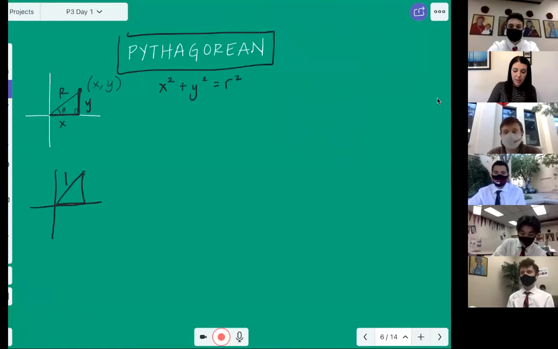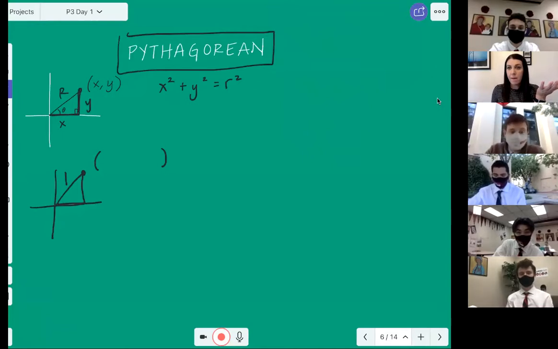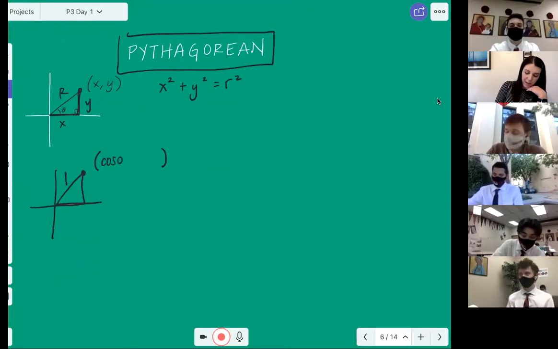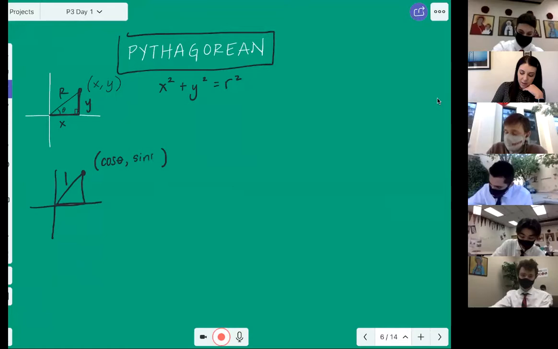Okay. And we know something else. The x and the y coordinate actually represent trig functions. So what's the x coordinate represent? Someone else. Do I need my spinner? Can someone just go? It's cosine. Cosine. Perfect. Now I'm going to write cosine of theta. And then our y coordinate is our sine of theta. Right?